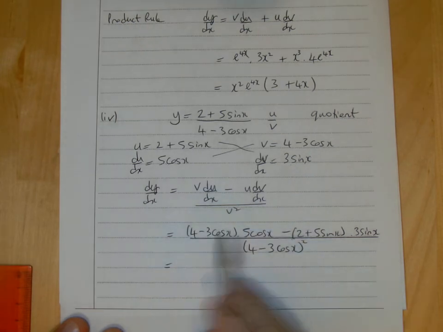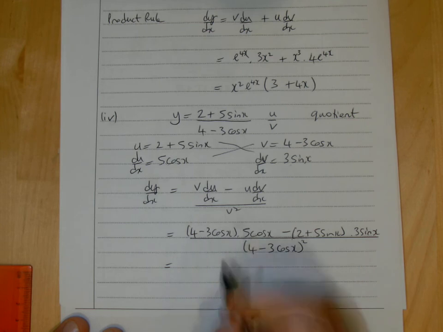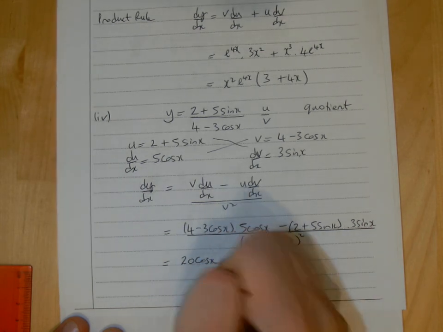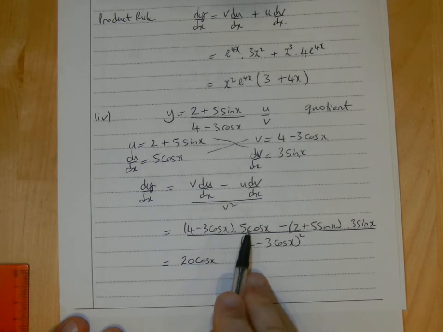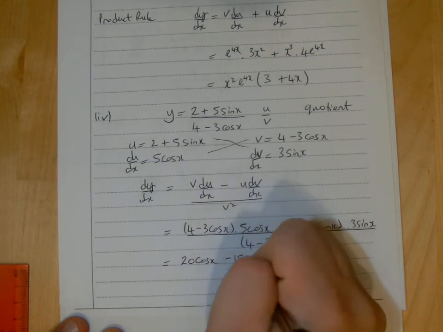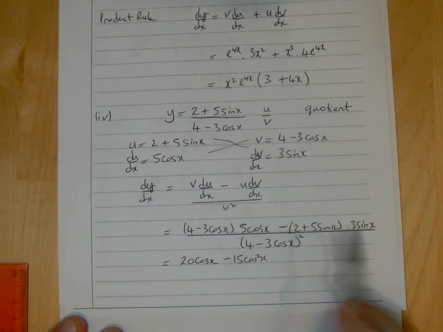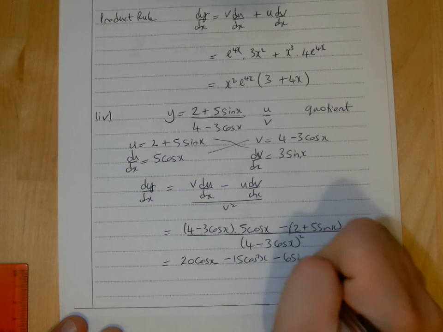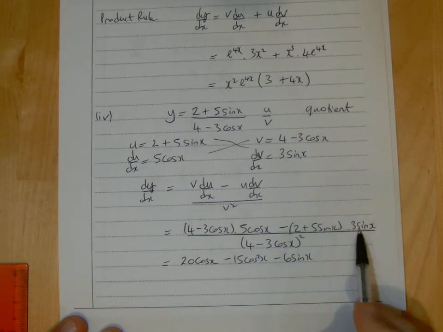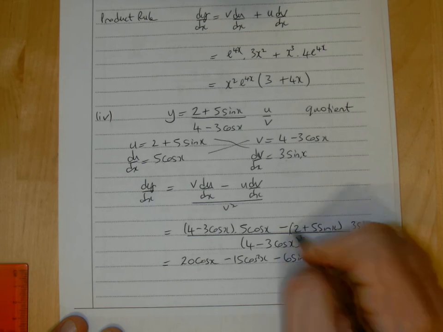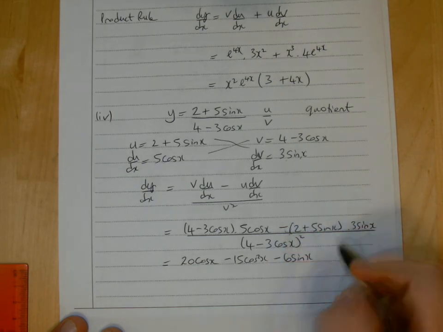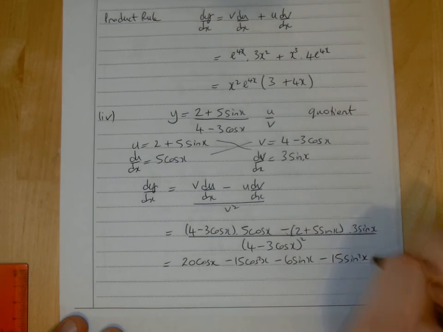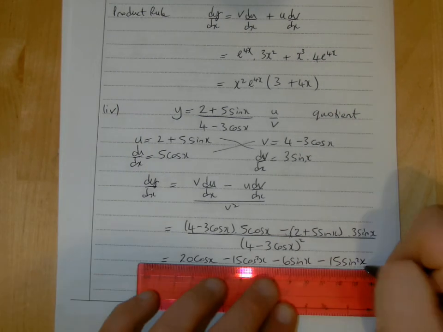So quite simply, when I deal with the top here, because I've got two separate brackets, let's just expand. I'll do 4 times 5 cos x, which is 20 cos x. 3 cos x times 5 cos x is 15 cos squared x, but there's a minus as well. 2 times 3 sin x is 6 sin x, but there's a minus applied to it as well, so minus 6 sin x. 5 sin x times 3 sin x is 15 sin squared x, but don't forget the minus in front applies to the whole thing, so minus 15 sin squared x. All over that bracket squared.